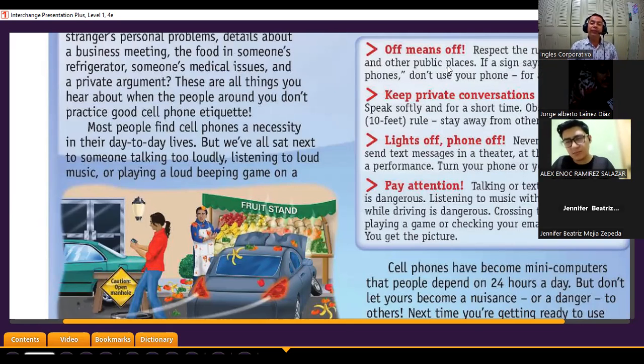But we've all sat next to someone talking too loudly, right? Pero de repente siempre nos encontramos con alguien que está hablando bien fuerte con el celular, ¿verdad? Ah, sí, mira vos, y ahí te voy a llevar los panes, ¿oíste? Ahí los panes migueleños. So you, loudly, right? Listening to loud music or playing loud beeping games, right?